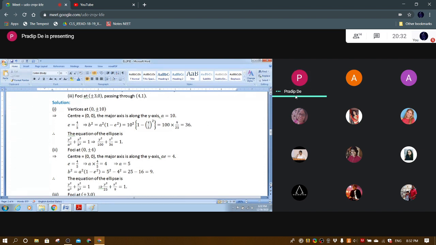Foci given, and it is given that it is passing through the point 4, 1. That's all. From the foci, it's plus minus 3, 0. What do you get? Is it type 1 or type 2? Type 1, correct. And also AE is equal to 3, isn't it? Type 1 ellipse, AE is equal to 3. It passes through 4, 1. Now what do we do?